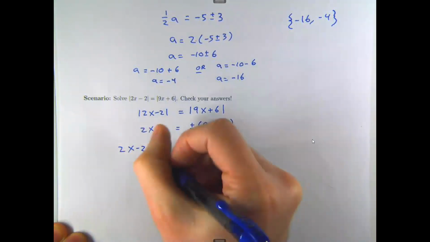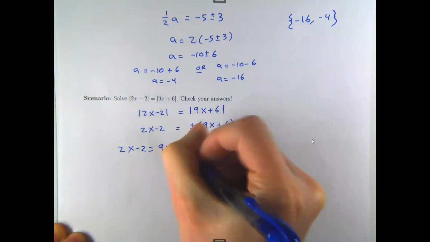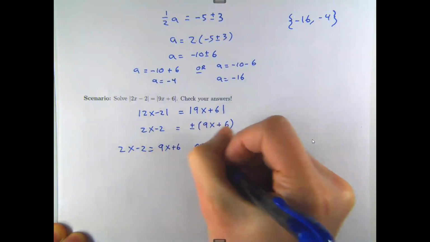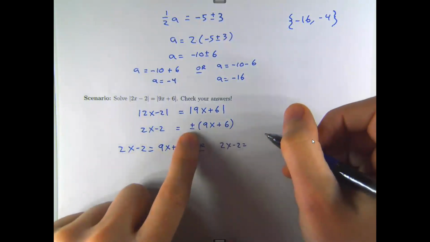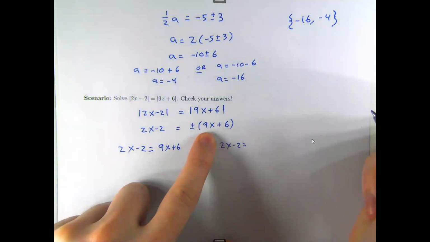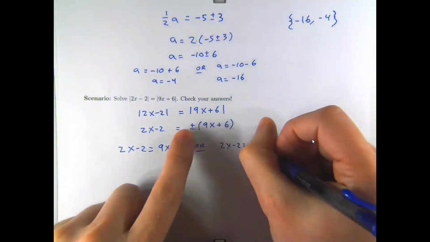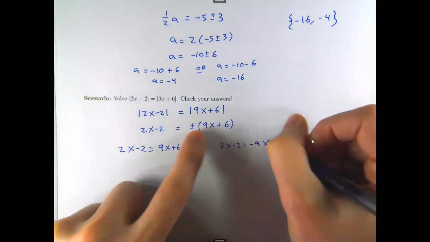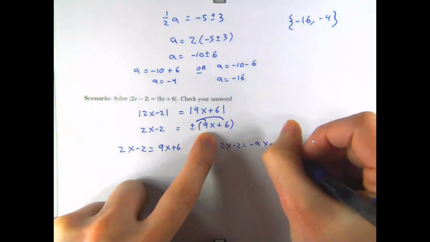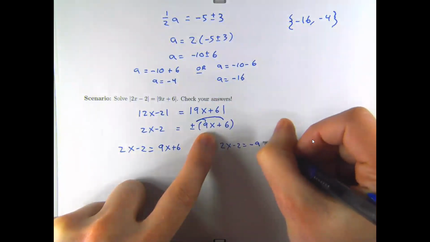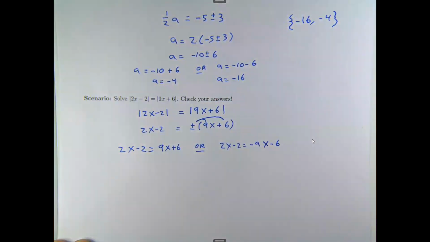2x minus 2 is equal to a positive 9x plus 6. Or 2x minus 2 is equal to, this negative applies to both this 9x and this 6. So this would be minus 9x distributing the negative, minus 6. So watch your signs. It's really easy to make a mistake for that while you're going through absolute values.